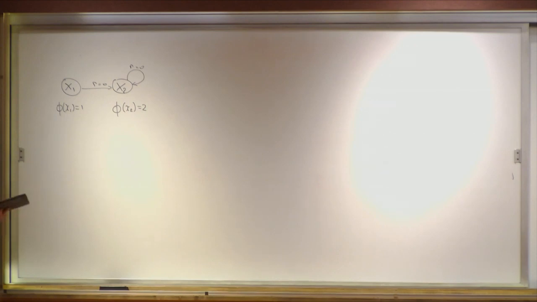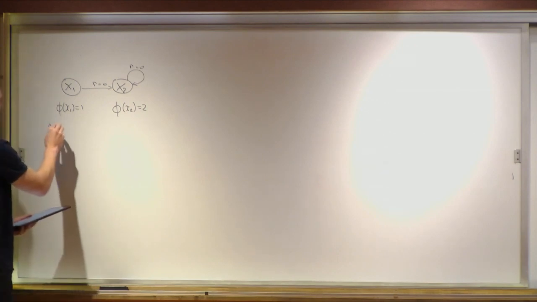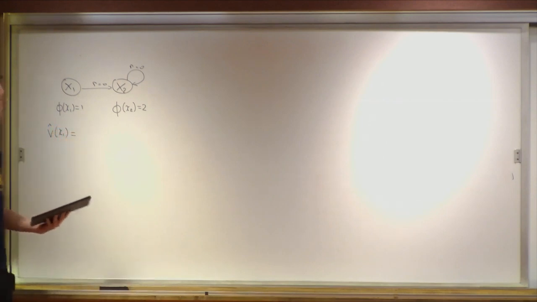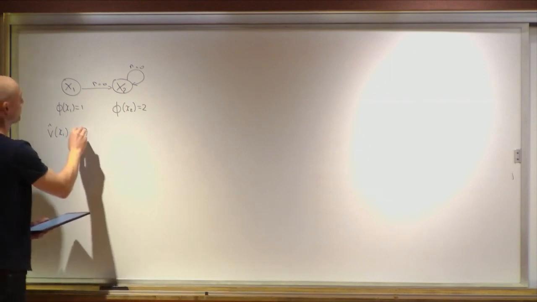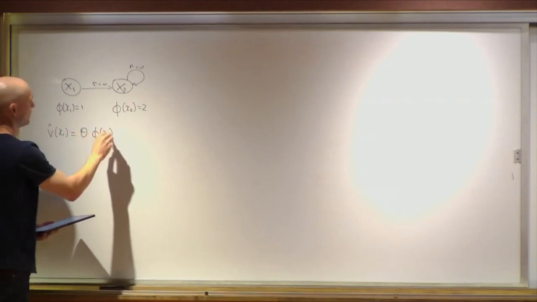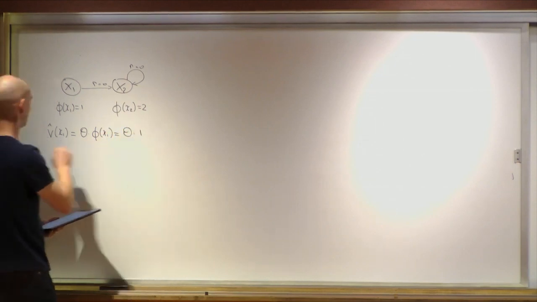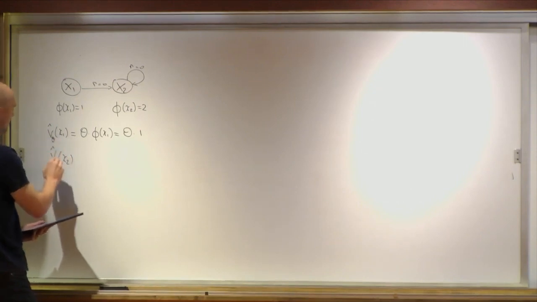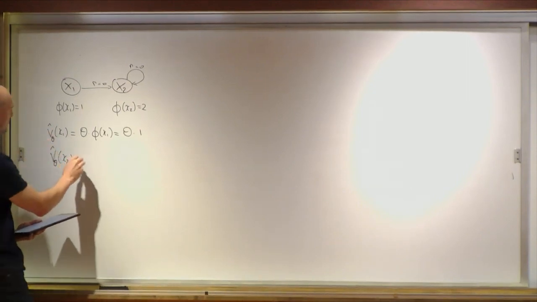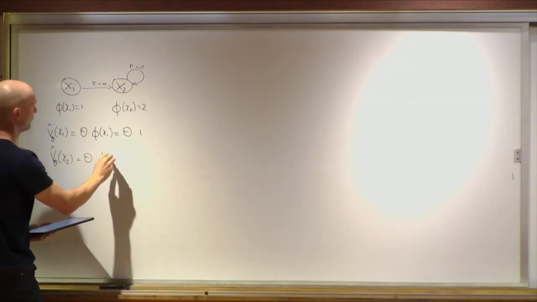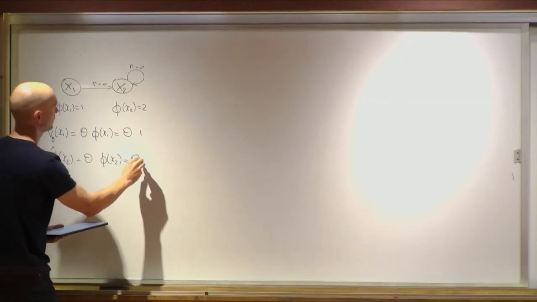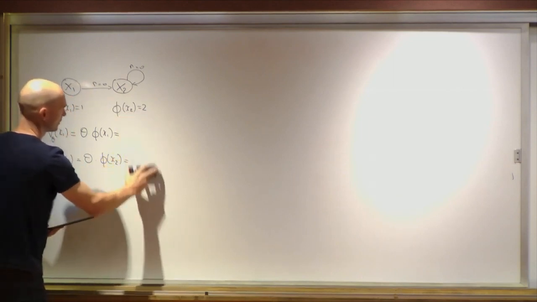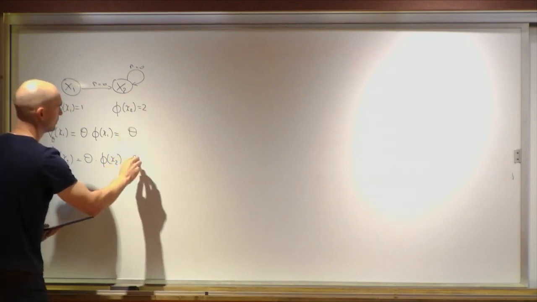That means if we look at our estimated value, v hat, at x1 is going to be theta, the number that we're trying to find, theta times phi of x1, which is theta times 1. And the value we estimate in x2 with our function approximator theta is theta times phi of x2, which is theta times 2. Let me just rewrite this as theta and 2 theta. It's a little easier to read. So theta and 2 theta.